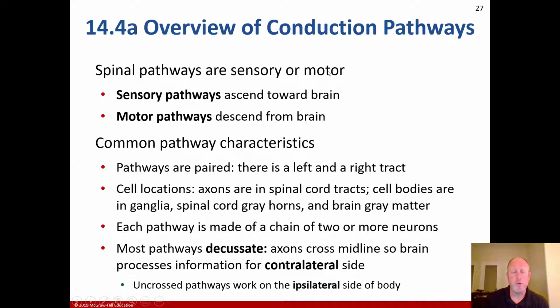So with the overview of the conduction pathways, spinal pathways are sensory or they're motor. The sensory pathways ascend toward the brain, and the motor pathways descend from the brain. The common pathway characteristics: pathways are paired. There's a left and a right tract. Cell locations: the axons are in the spinal cord tracts, cell bodies are in the ganglia, spinal cord gray horns, and the brain gray matter. Each pathway is made of a chain of two or more neurons. Most pathways decussate. The axons cross the midline, so the brain processes information to the contralateral side, and uncrossed pathways work on the ipsilateral or same side of the body.